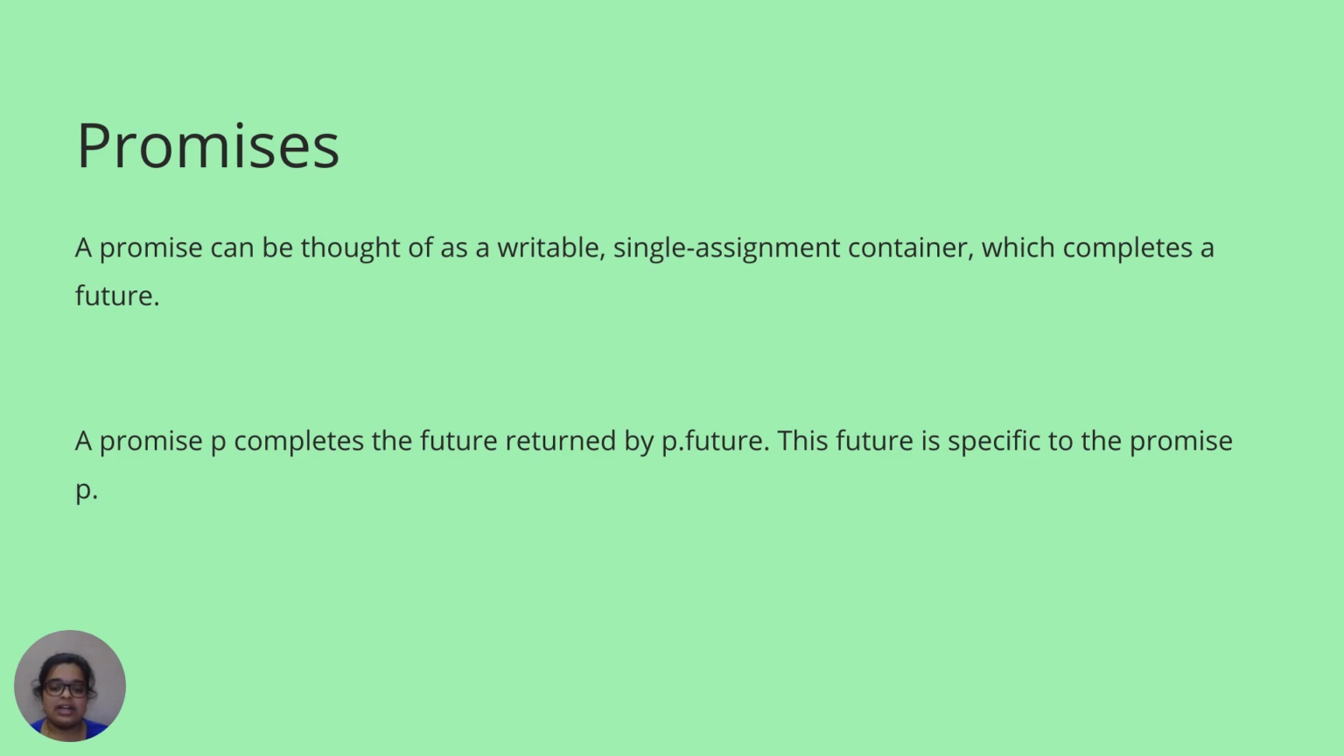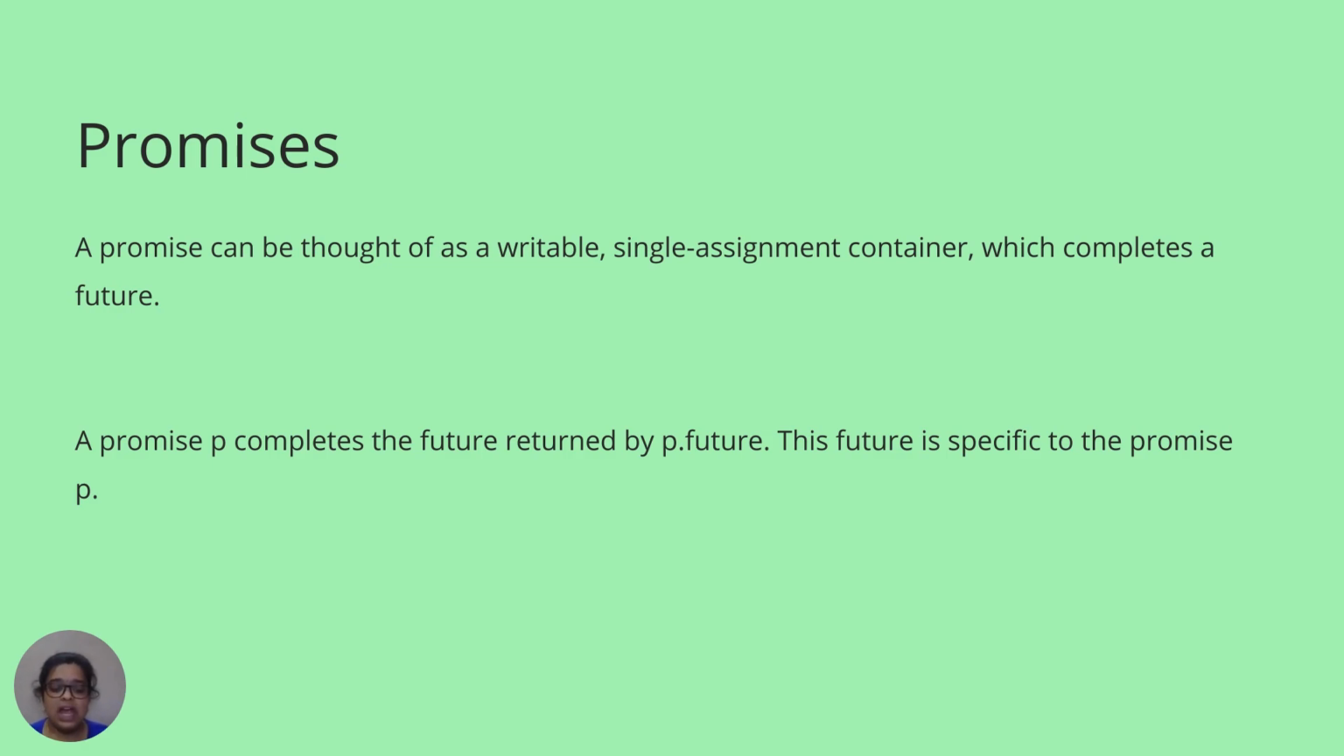While futures are defined as a type of read-only placeholder object created for a result which does not yet exist, a promise can be thought of as a writable, single-assignment container which completes a future or which sets the value of the future. A promise can be used to successfully complete a future with a value using the success method. Conversely, a promise can also be used to complete a future with an exception by failing the promise using the failure method.